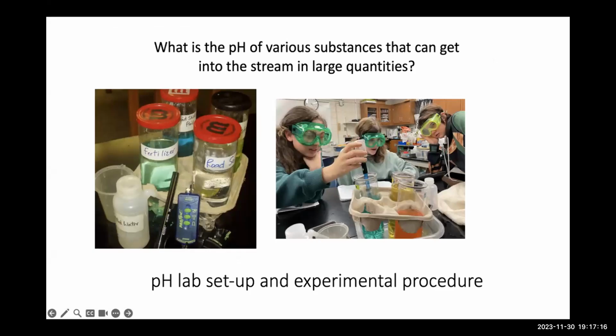So this is our task. We're 12-year-olds, anywhere between 11 and 13 years old, and we have a teacher that asks us to design an experiment. Kids are lost. So there's 3 questions in the chat, Joe. Anything I need to address? Or that you can, just let me, I will deal with it in a second. Okay. So we're looking at what is the pH of various substances that can get into the stream in large quantities. And so kids are given a sheet and asked to write their initial ideas.